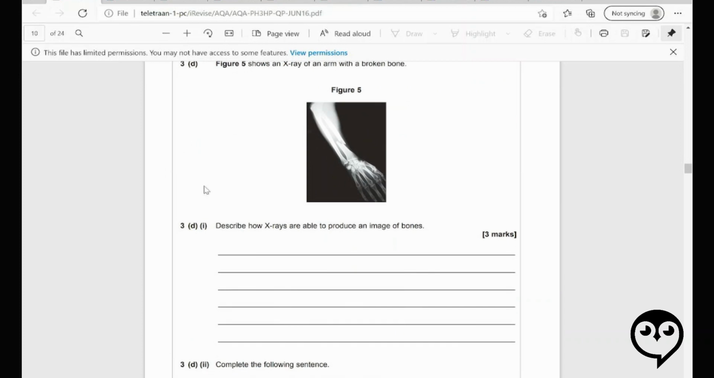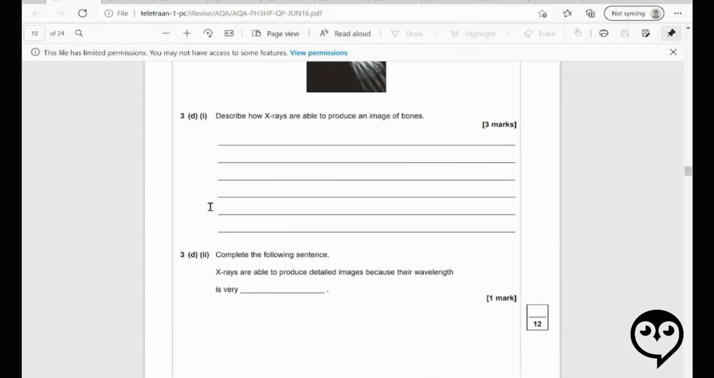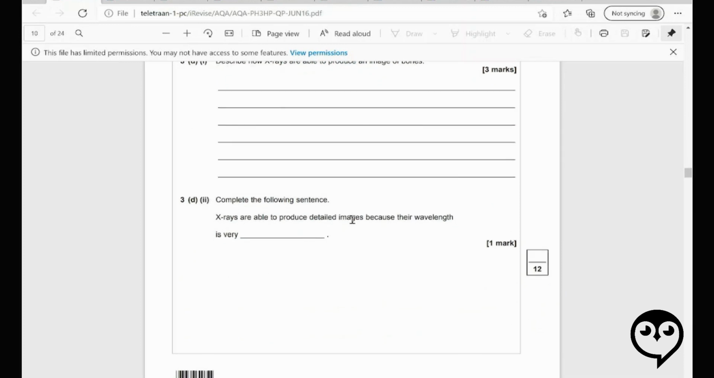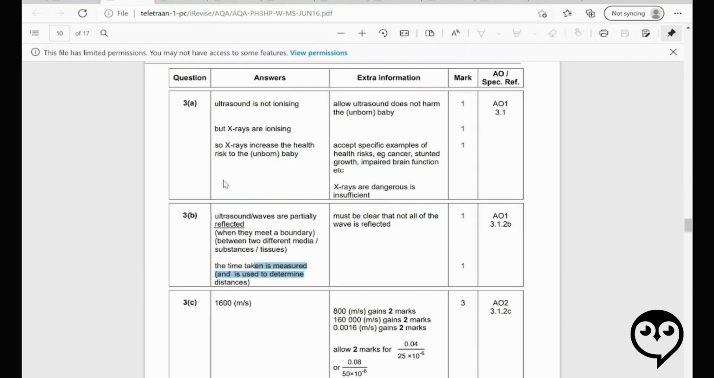Okay. Part D, you've got an X-ray with a broken bone. Describe how X-rays are able to produce images of bones. Okay. Basically, an X-ray is just a negative of what's been exposed, right? So if you've got X-rays going through the air or going through tissue, they hit the photographic film behind, and it gets exposed, whereas the bones block the rays, nothing gets through there. It's a darkened image, and you see the inverse of this. That's basically what an X-ray is, okay? And X-rays are able to produce detailed images because their wavelength is very short, very small, all right?